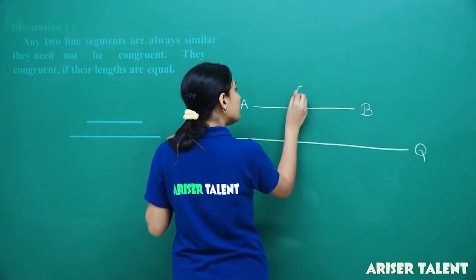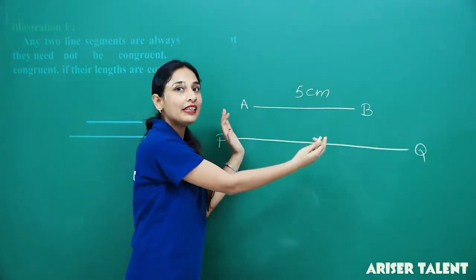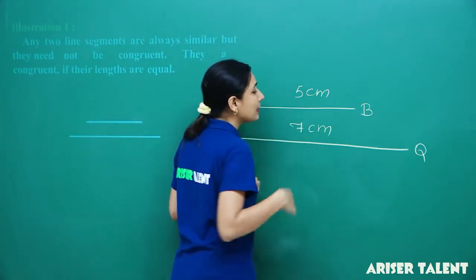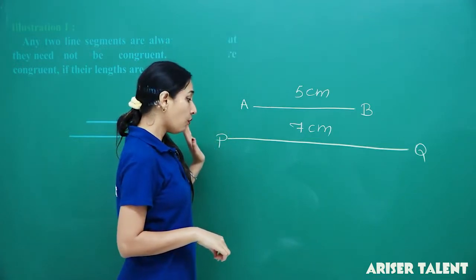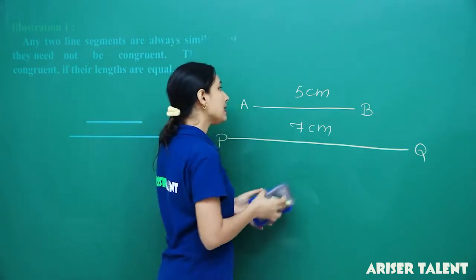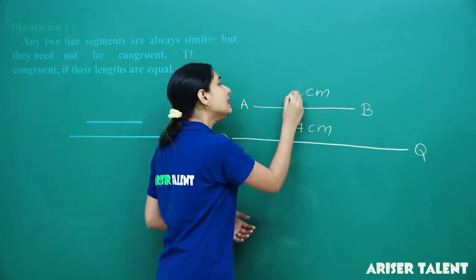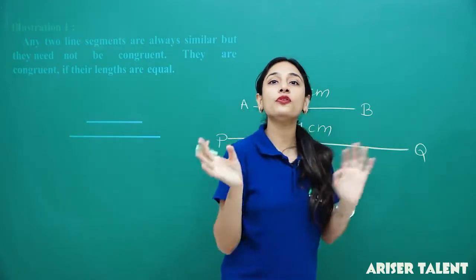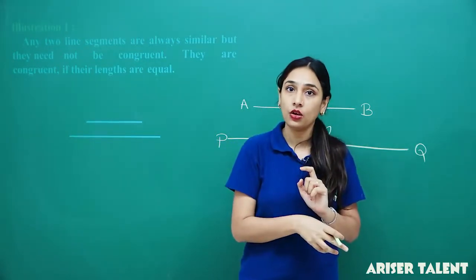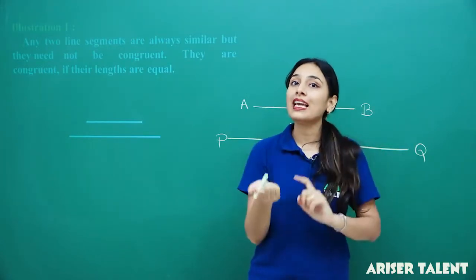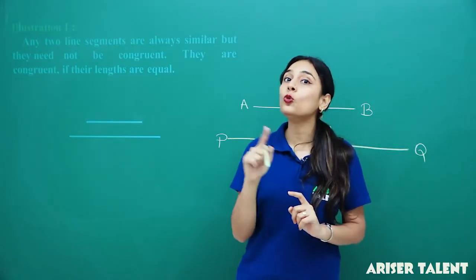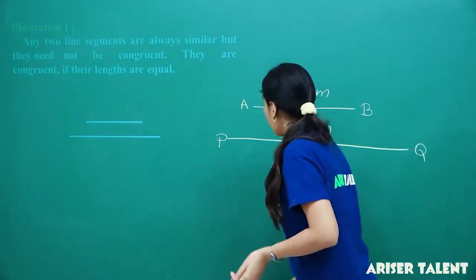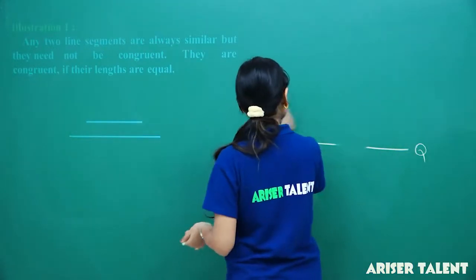Let's suppose PQ is 5 centimeters, it's not 5 centimeters, but I am telling you to assume, and say AB is 7 centimeters. But what if this is also 7 centimeters? If AB and PQ are two different lines and they have the same length, then only those lines can be congruent, but two lines are always similar. You have no doubt about that. Okay, so the lines part is done.